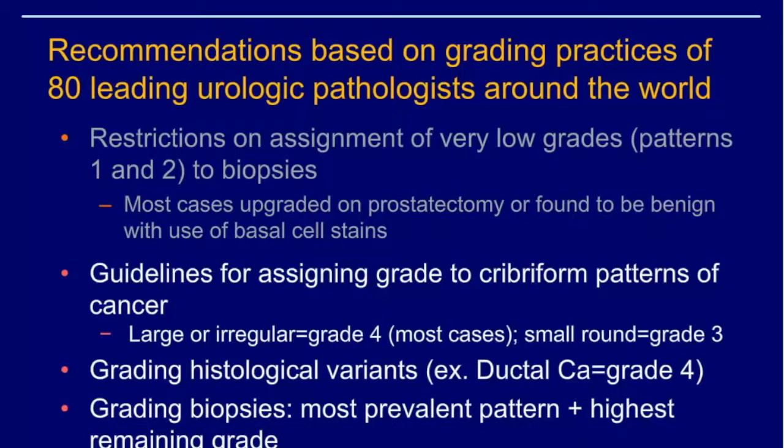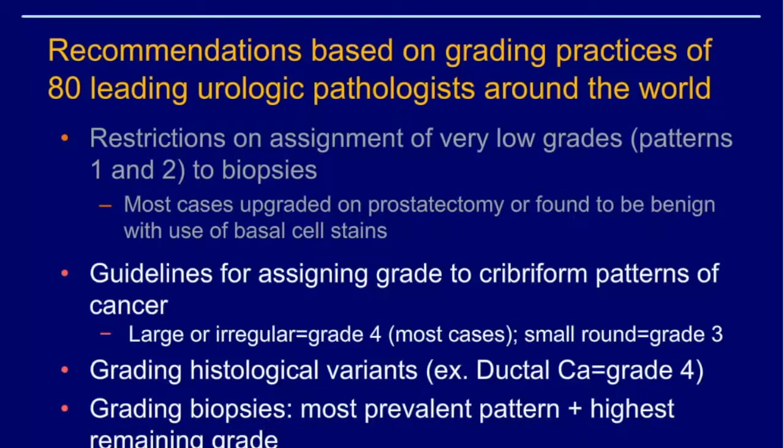And at that time, we were torn. We didn't have good data about it. So the practice was, well, let's keep those small areas of cribriform cancer as 3, and if they're really large, irregular, and nasty looking, we'll call them 4. Not very precise and not very helpful to the community. We also discussed grading histologic variants. For instance, ductal carcinoma got assigned to grade 4. I don't want to get into that in any depth right now.